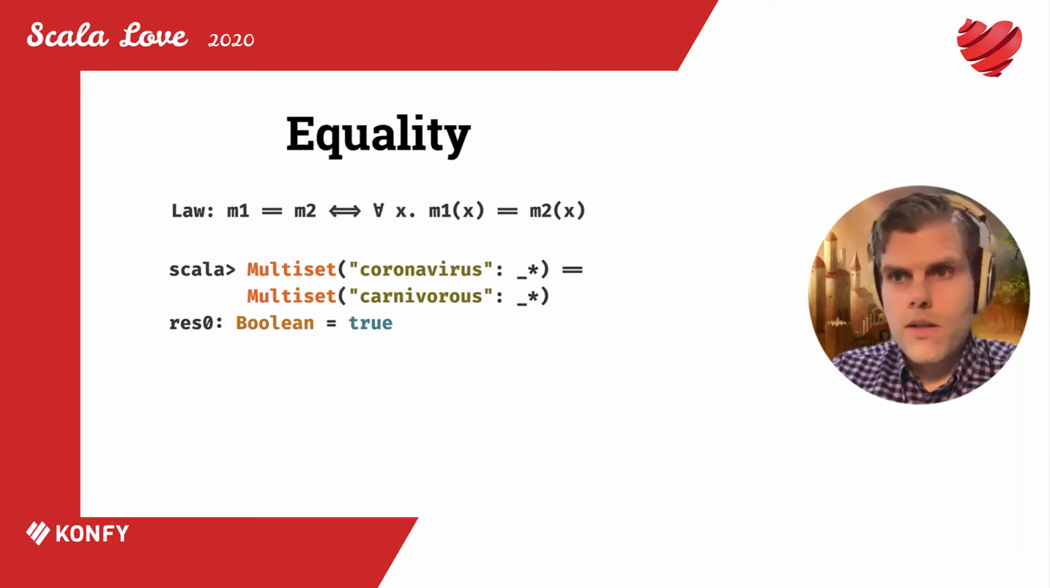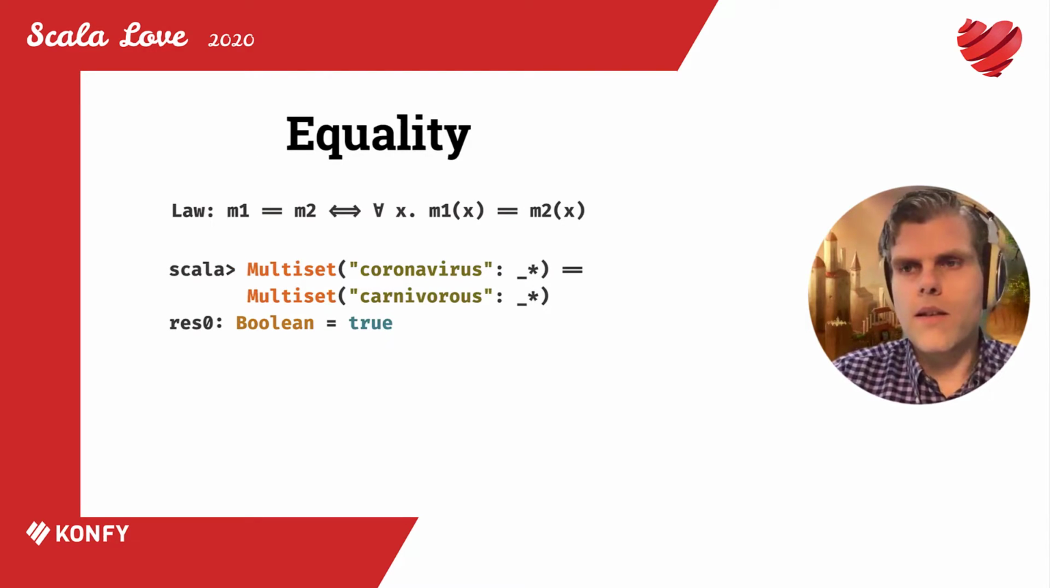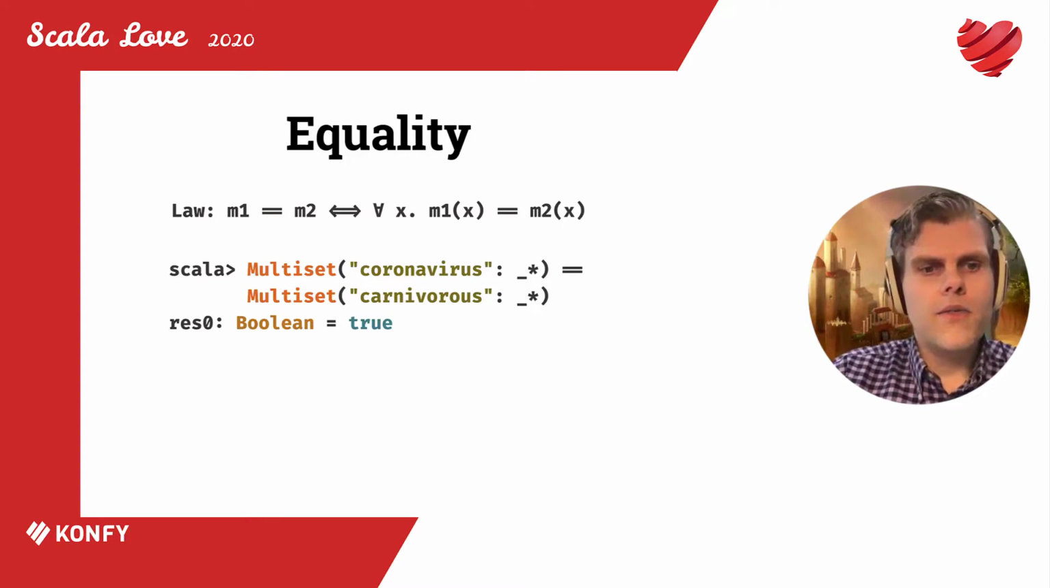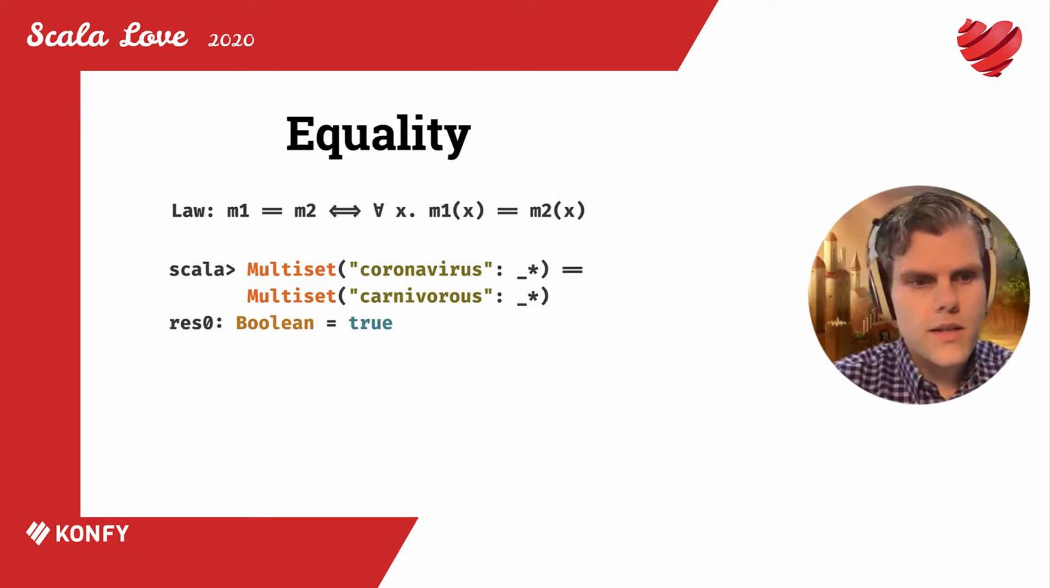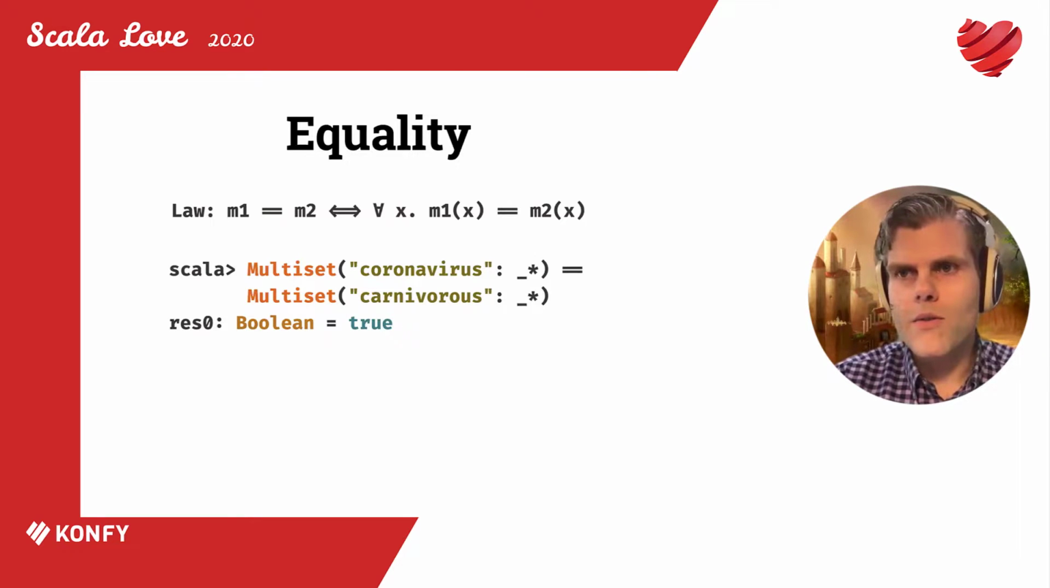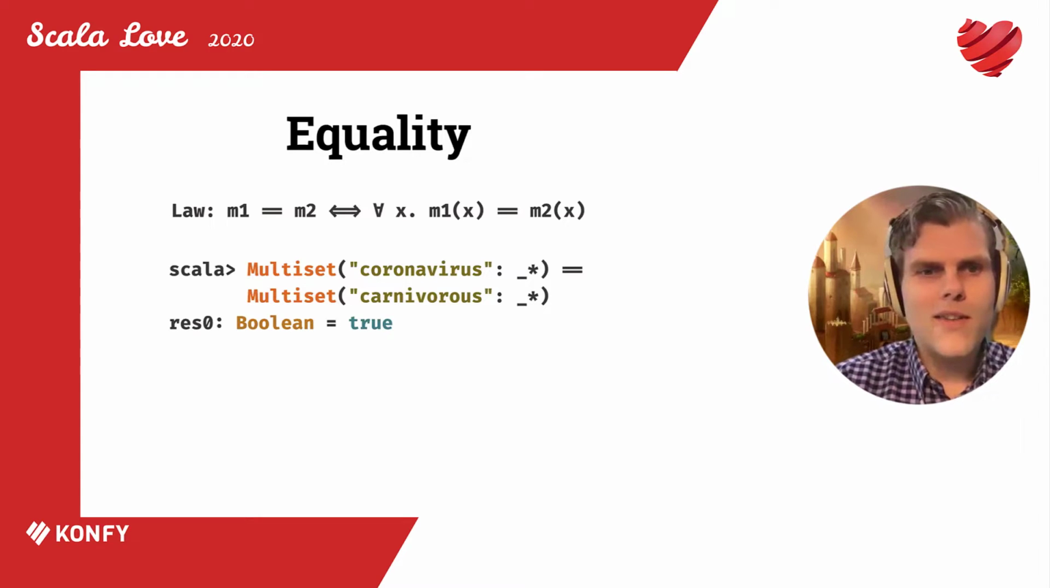Two multisets can be compared for equality, and they are equal if for any element x, the multiplicity of x is the same in both multisets. So in other words, if they contain all the same elements. A cute application of this is to check whether two strings are anagrams of each other. So for instance, coronavirus and carnivorous are anagrams.